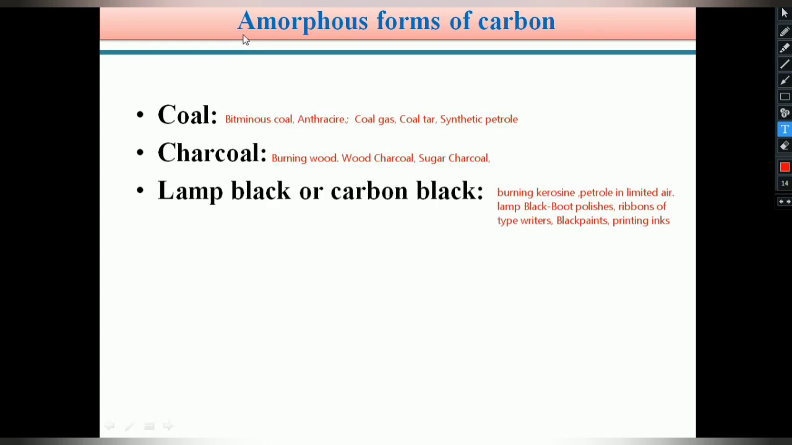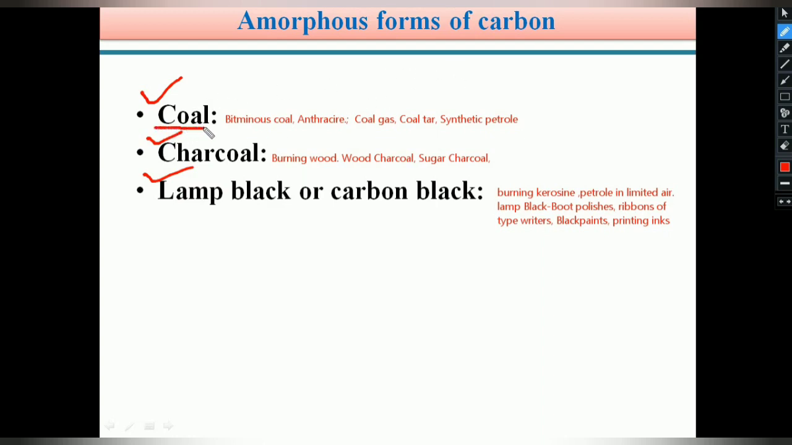Students, amorphous forms of carbon. These are the examples of allotropes of carbon in amorphous form: coal, charcoal, lamp black or carbon black. These are the amorphous forms of carbon. So the first one is coal.